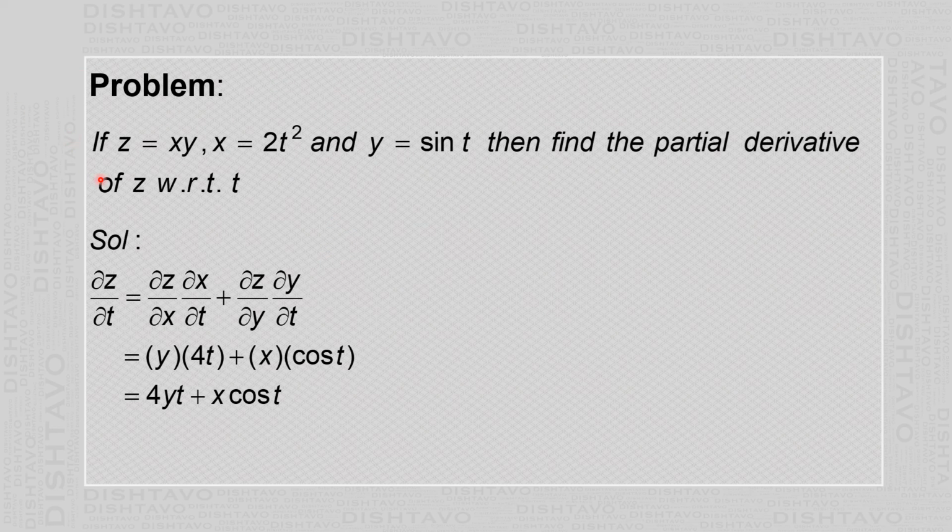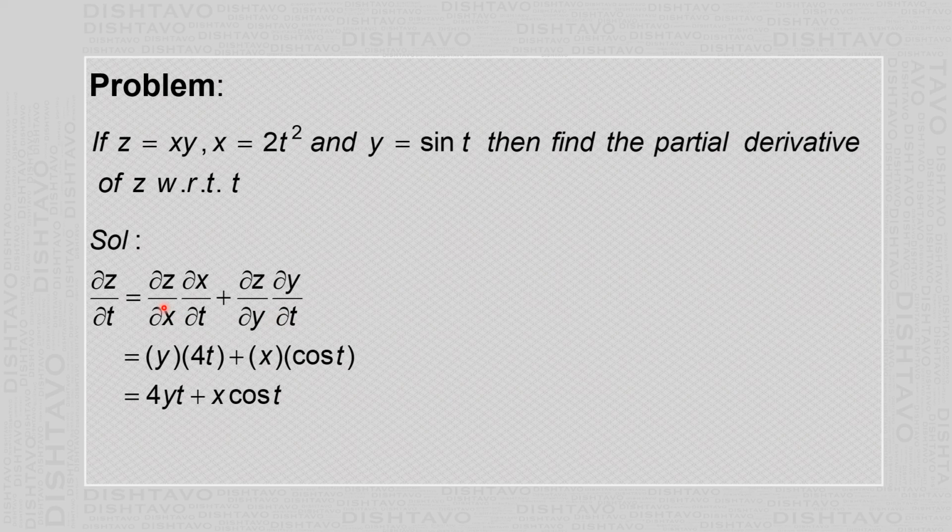Let us take the example. z equal to xy, that means z is a function of x and y. Then x equal to 2t², that means x is a function of t, and y equal to sin t, that is y is a function of t. We have to find the partial derivative of z with respect to t, and as we have defined earlier, ∂z/∂t will be equal to ∂z/∂x ∂x/∂t plus ∂z/∂y ∂y/∂t.